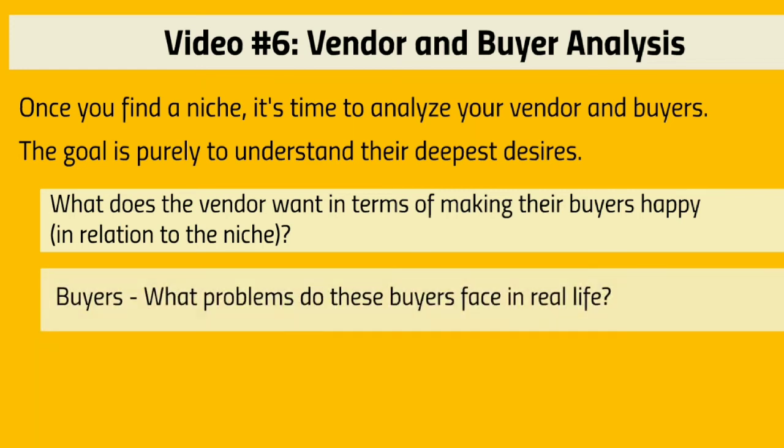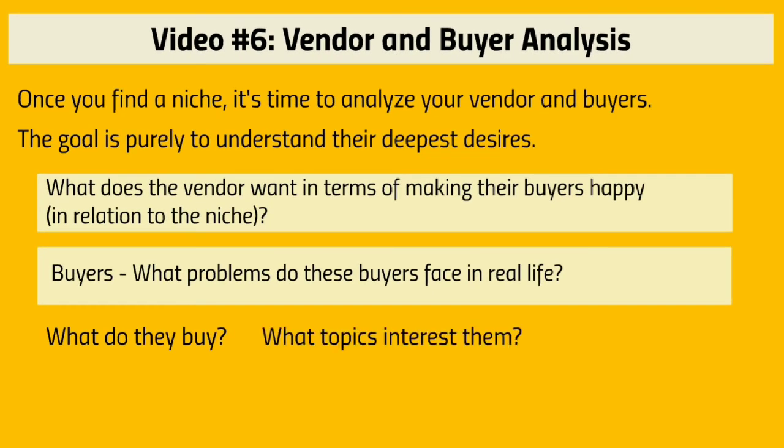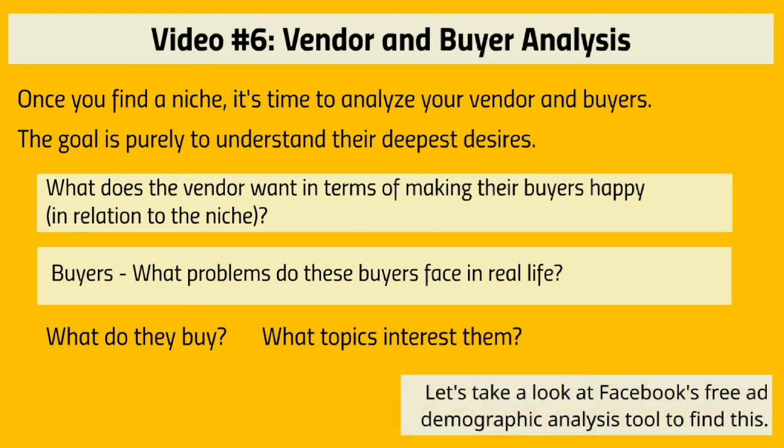All right. And now, in terms of what the buyer wants, we need to figure out what problems do these buyers face, perhaps even what do they want to buy, what topics interest them, what topics don't interest them, and what are the demographics? What does this buyer look like? Maybe this buyer is a very specific demographic, very specific type of person. Is it a male? Is it a female? What do they like? What don't they like?